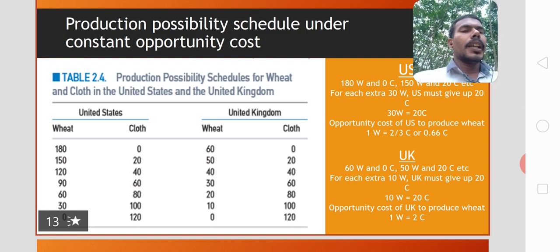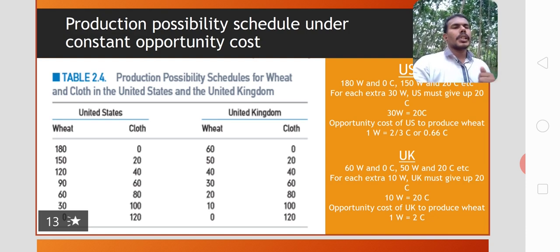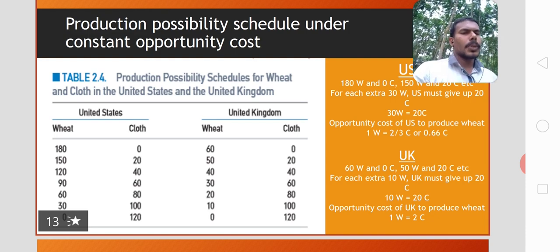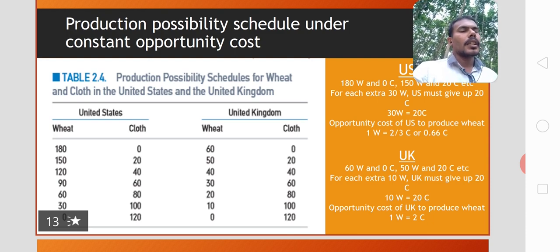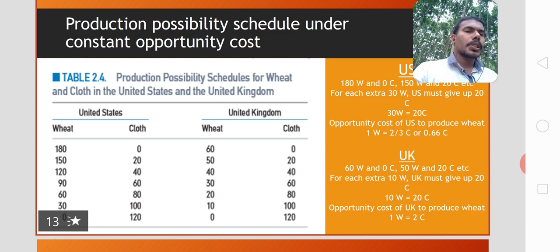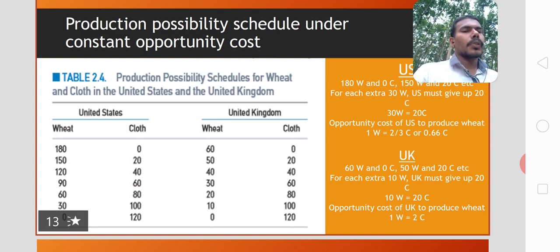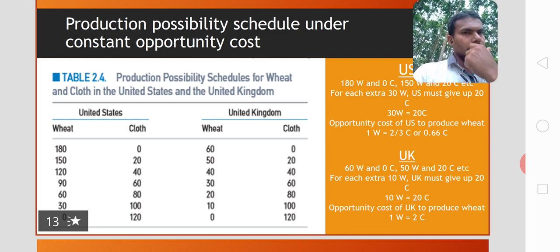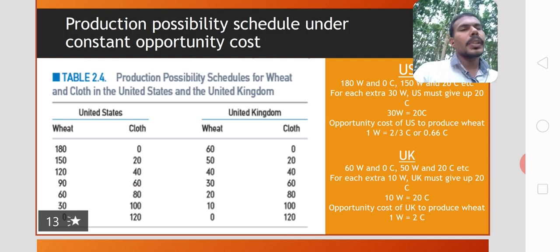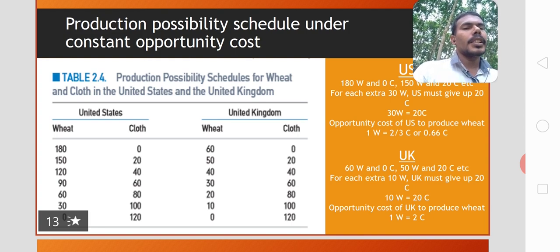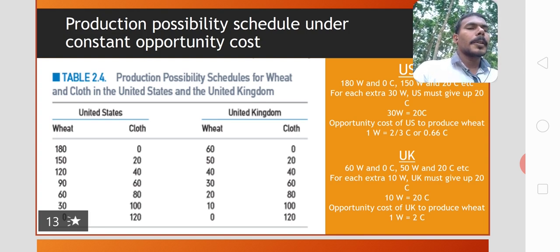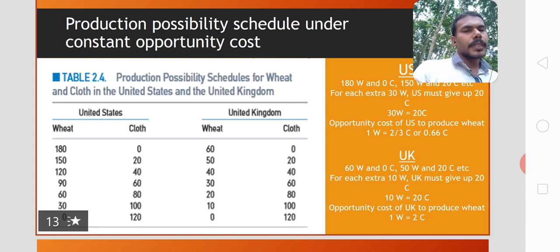Similarly, we have to look at United Kingdom's opportunity cost in producing cloth. So in order to produce 20 units of cloth, or to increase the production level from 0 to 20 of cloth, UK has to give up 10 units of wheat. Production level will be coming down from 60 to 50 to produce 20 units of cloth. So this is the opportunity cost. That means 10 wheat is equal to 20 cloth. Then that means 1 wheat is equal to 2 cloth.